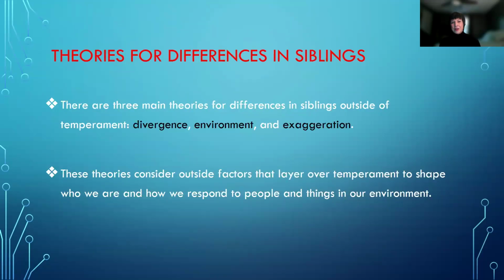So there's three main theories for differences in siblings. We're kind of departing a tiny bit from temperament. We're talking about differences in siblings now, and this has a little more environmental factor, a little more family dynamic factor to it than the pure temperament. These are things that happen after a child is born, but temperament influences all of it. So the three main theories are divergence, environment, and exaggeration. And these are outside factors. They layer over temperament, like I said. Environment and people can impact differences in siblings, but at the very base is their temperament and how they relate to the world.